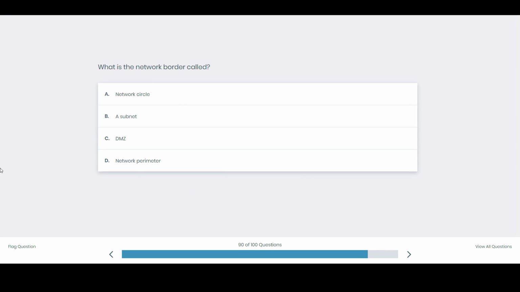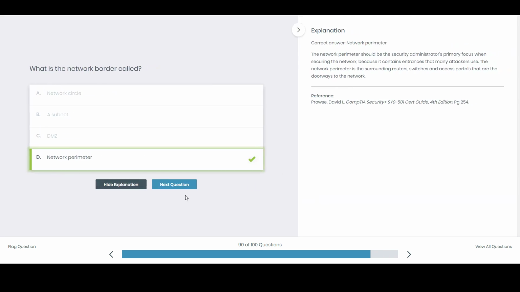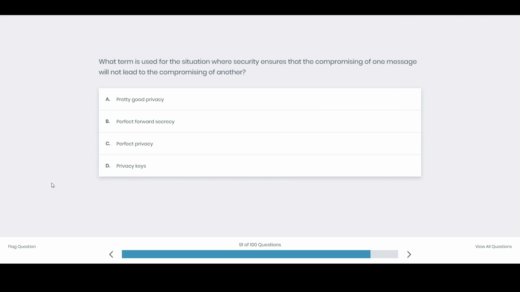Okay, what is the network border called? Network perimeter. DMZ. This is network perimeter. Security administrator primary. Yeah. What term is used for the situation where security ensures that the compromising of one of the messages will not lead to the compromise of others? Oh, good, perfect word, perfect privacy, pretty good privacy. I'm not sure about this one. Let's plug this one.